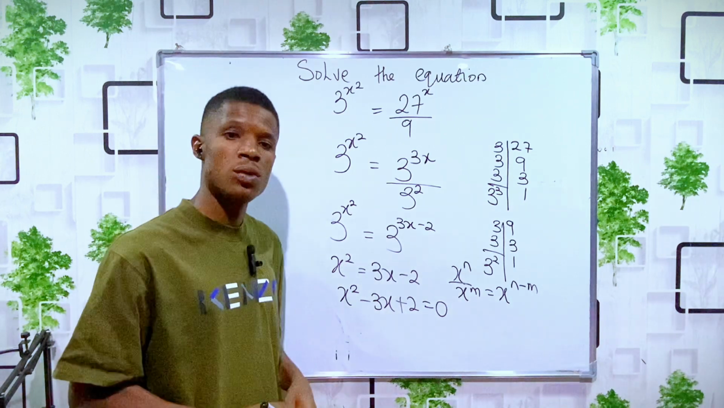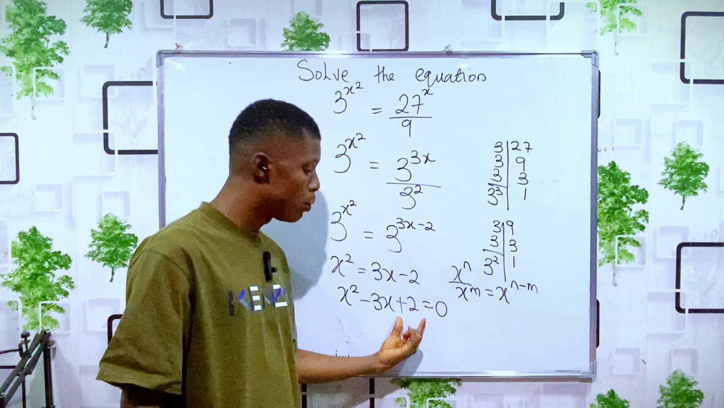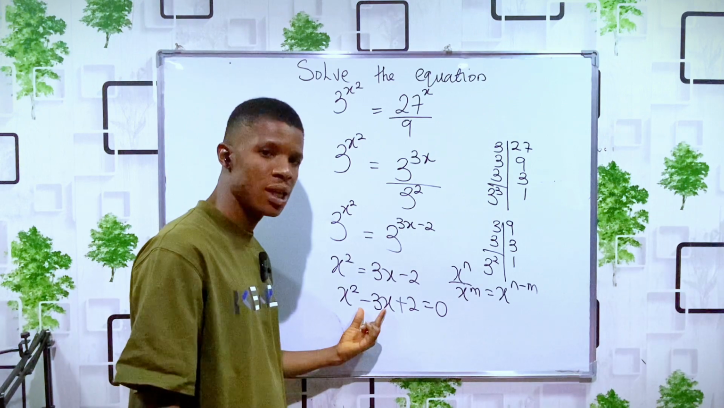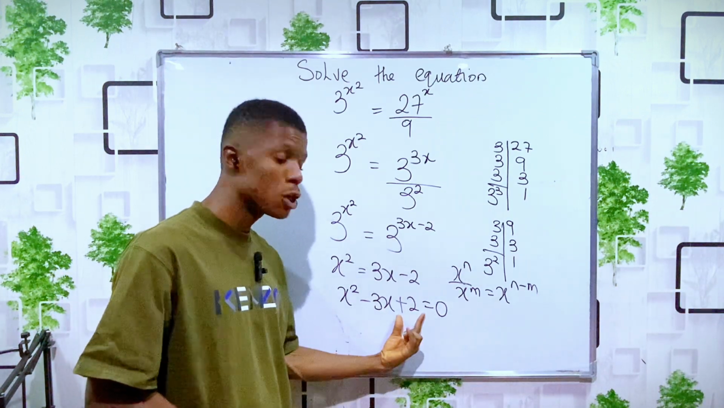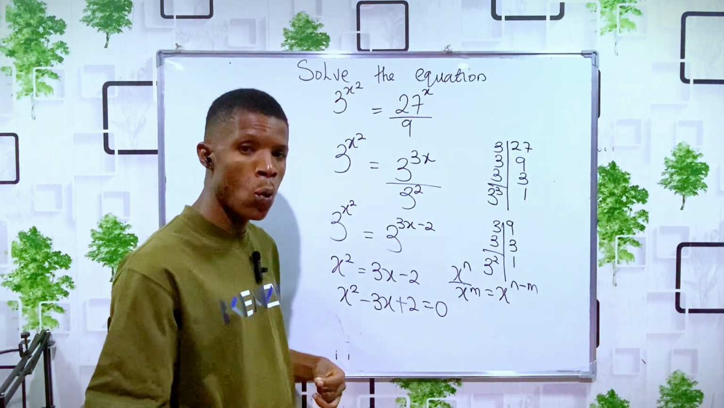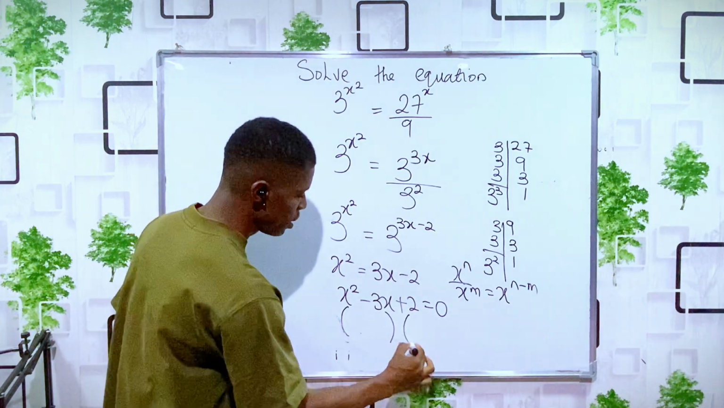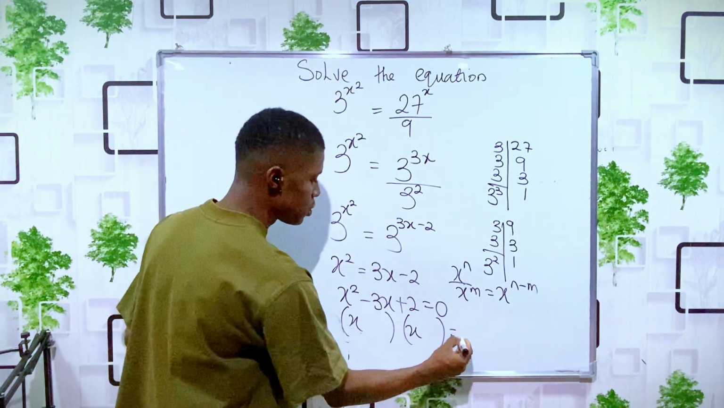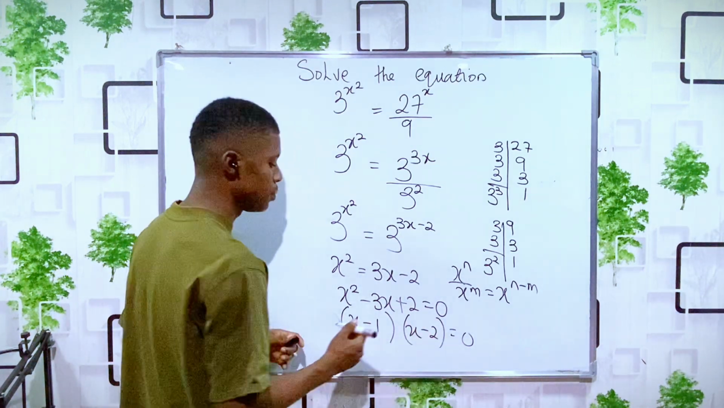Then the next thing to do is to think of two numbers that, when you multiply them, you get a positive 2, and if you add them together, you get a negative 3. The numbers are minus 2 times minus 1, which is plus 2, and minus 2 plus minus 1 is minus 3. So we have two factors, and the leading coefficient here is x. We put down x, x is equal to 0. Then the two factors we got are minus 1 and minus 2.